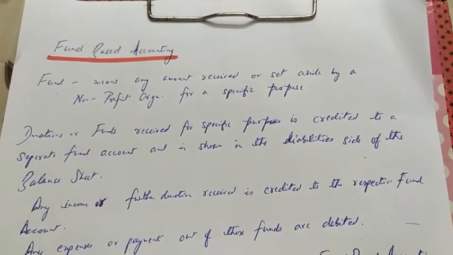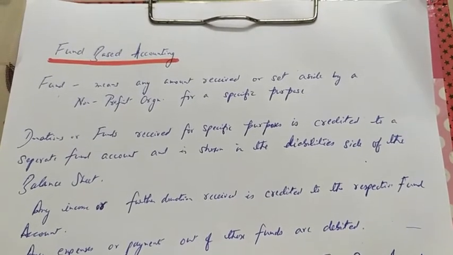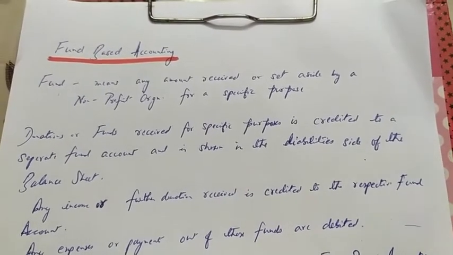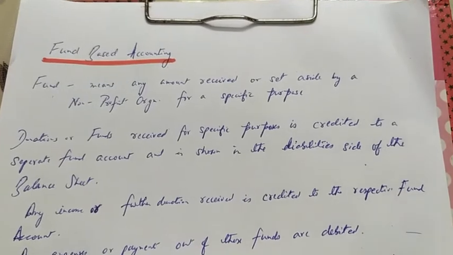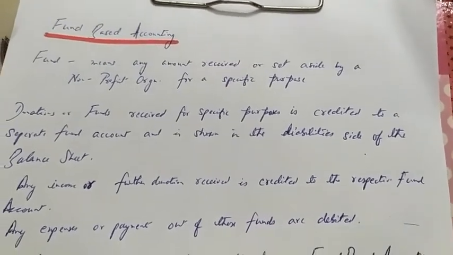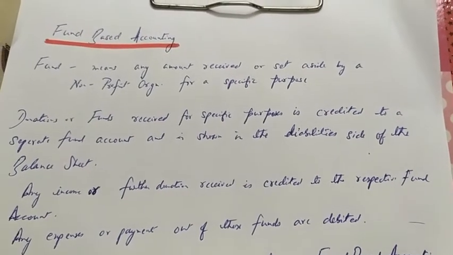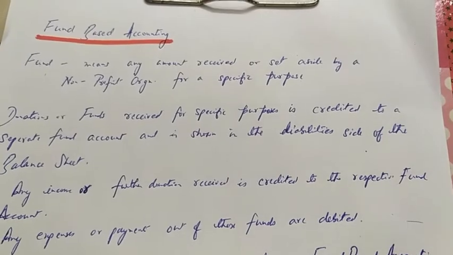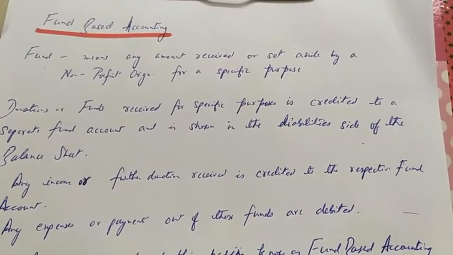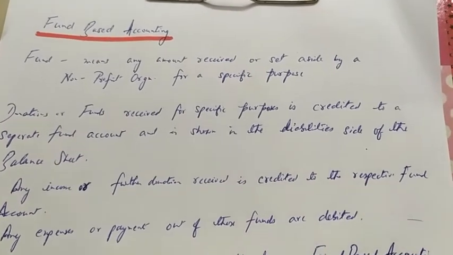And any further income in that fund, or any further donation received, will also be credited to the fund account. In case any expenses or payments for this particular fund arise, the payments will be made out of this fund, and the fund account will be debited, that is, the deduction will be made from the fund account.